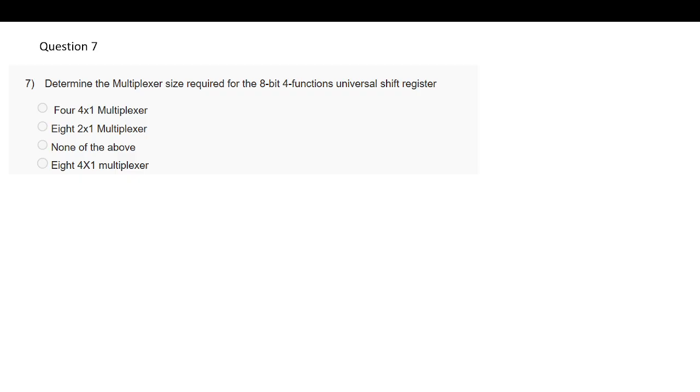Now determine the multiplexer size required for an 8-bit 4-function universal shift register. So 8-bit means we need 8 multiplexers, and it has 4 functions, so it should be a 4:1 mux. So it is 8 4:1 multiplexers.